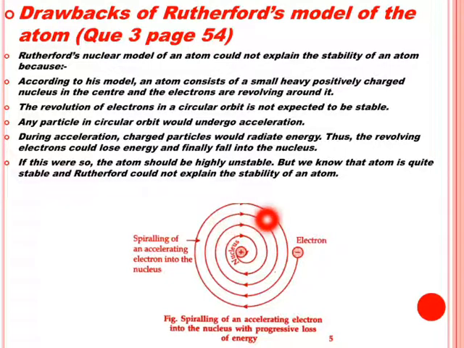But Rutherford could not give a suitable explanation of the stability of an atom. He could not explain why, after losing energy, the electrons do not fall into the nucleus. So this is the major drawback of Rutherford's model of an atom, that he could not explain the stability of an atom.